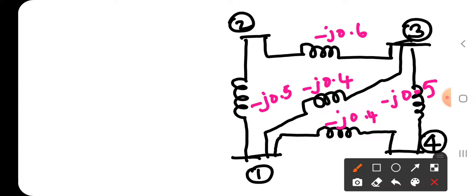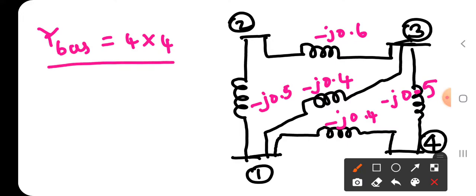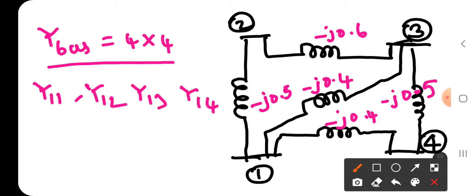So now let me find out the size of the Ybus matrix. Here totally how many buses are there? N buses are there. Therefore, what is the size of Ybus? The size of Ybus is 4 by 4. First I want to find the first row of the Ybus matrix. What are the first row elements? Y11, Y12, Y13, Y14.